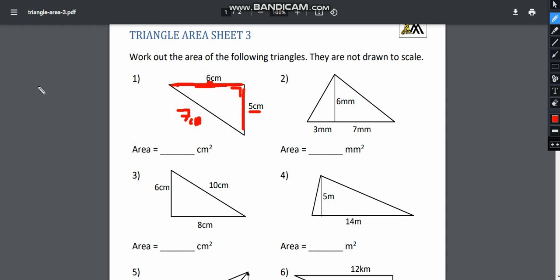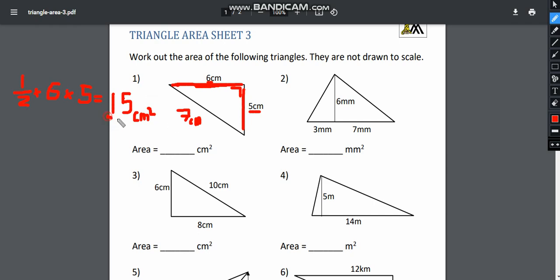So in this case, to find the area, I'm going to do it out to the left hand side here. It's going to be a half times the base, which is 6, times 5. So a half times 6 is 3. 3 times 5 is 15. And because we're doing area, that's going to be centimeters squared.